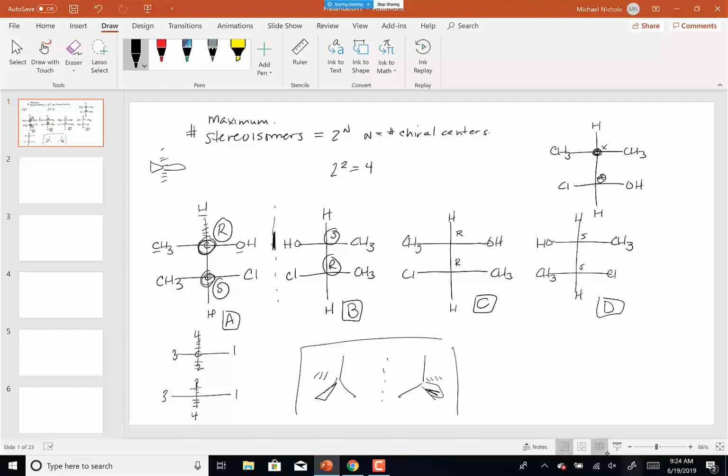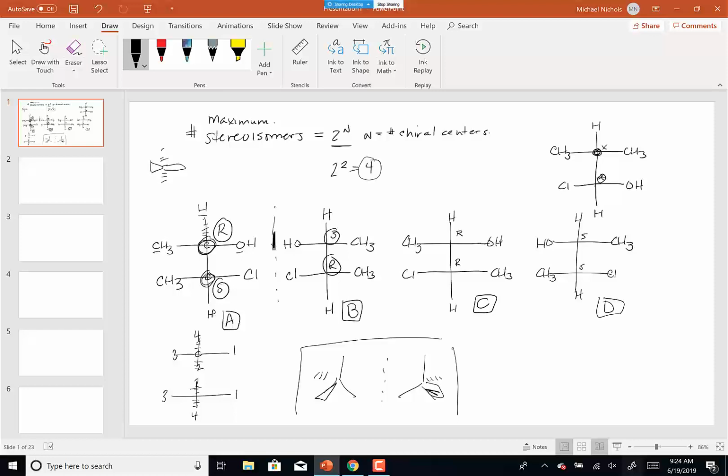So let's take a step back here. What did we do? We're now working with a molecule with two chiral centers. The formula for the maximum number of stereoisomers says that if you have two chiral centers, you should have 2 to the n, or in this case 2 squared, as the maximum number of stereoisomers. So for any molecule that has two chiral centers, there should be 4 structures. There should be 4 stereoisomers.